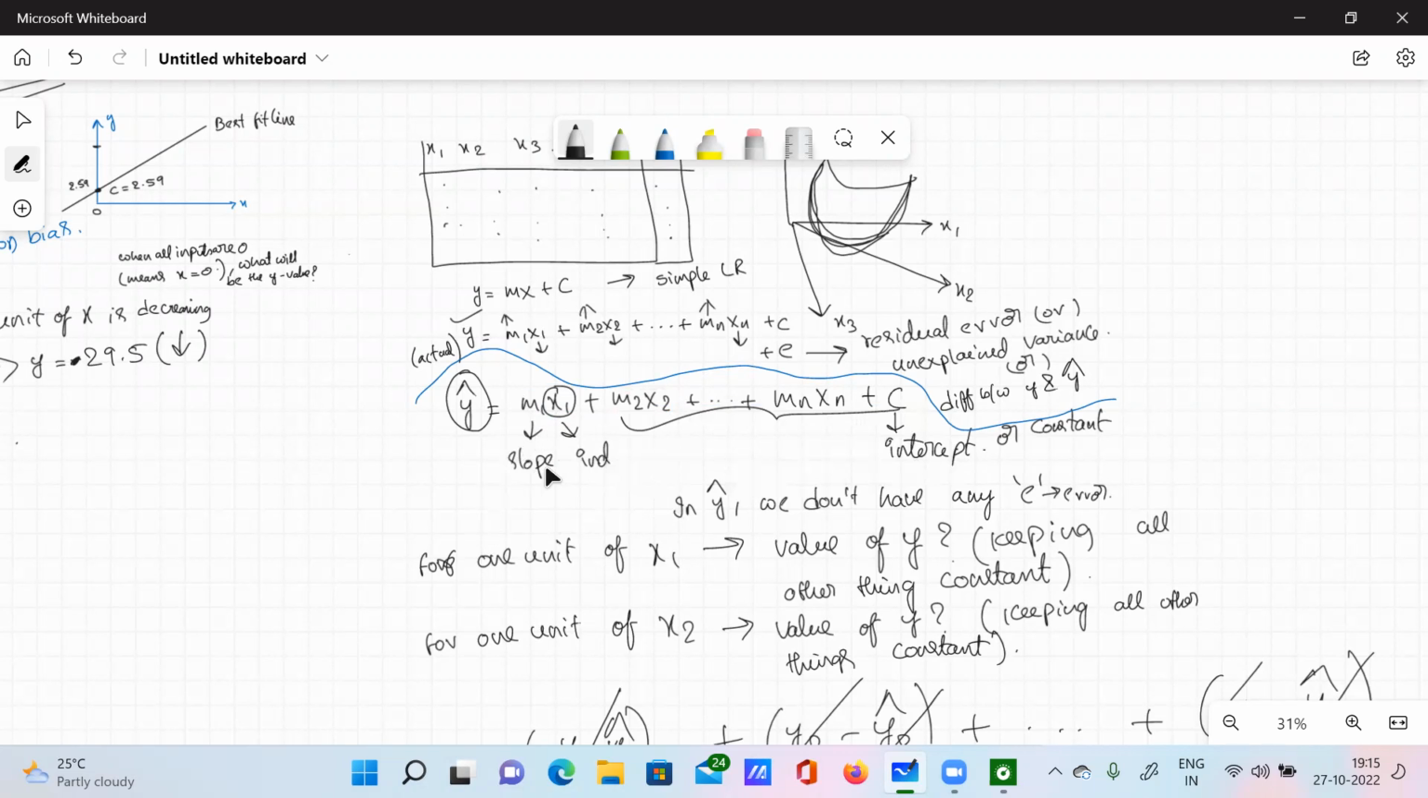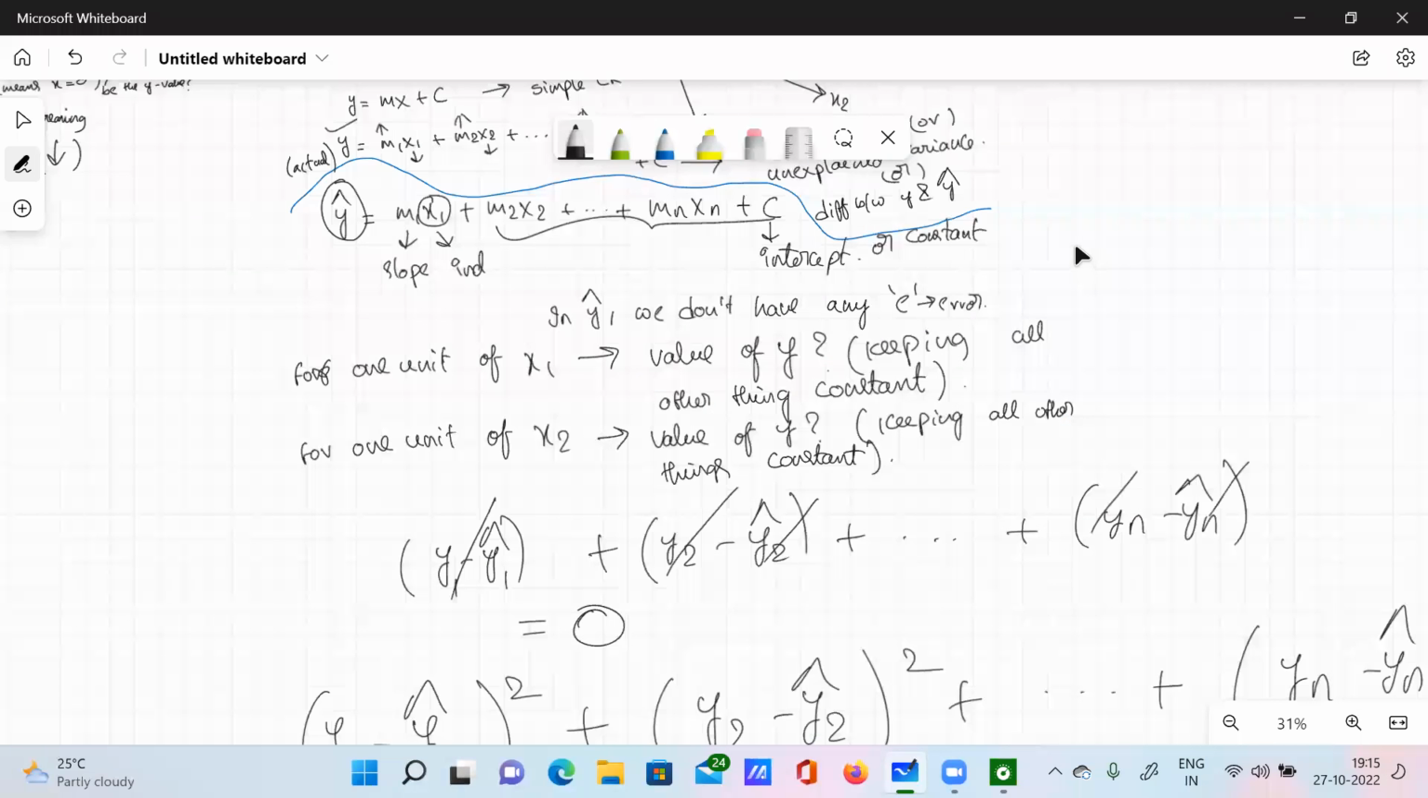So I have told you what is meant by slope. Slope is nothing but for 1 unit change of x, what will be the value of y? If there is a 1 unit increase in x, then automatically y will also increase by that particular value. If there is a 1 unit decrease in x, then the value of y will also decrease by that particular value.